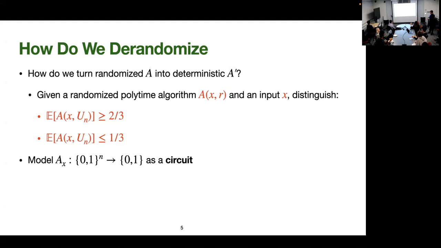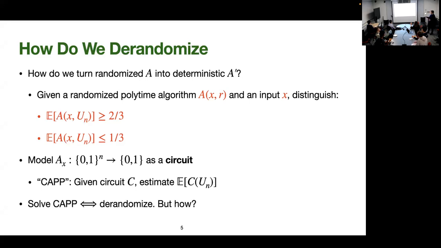So for the remainder of this talk, we can think of this problem, the circuit acceptance probability problem, or CAP, which is: given some circuit, estimate the expectation of that circuit under random input. So this is basically complete for de-randomization. Whenever we talk about de-randomizing, we're talking about solving CAP for some type of circuit. So how do we do this?